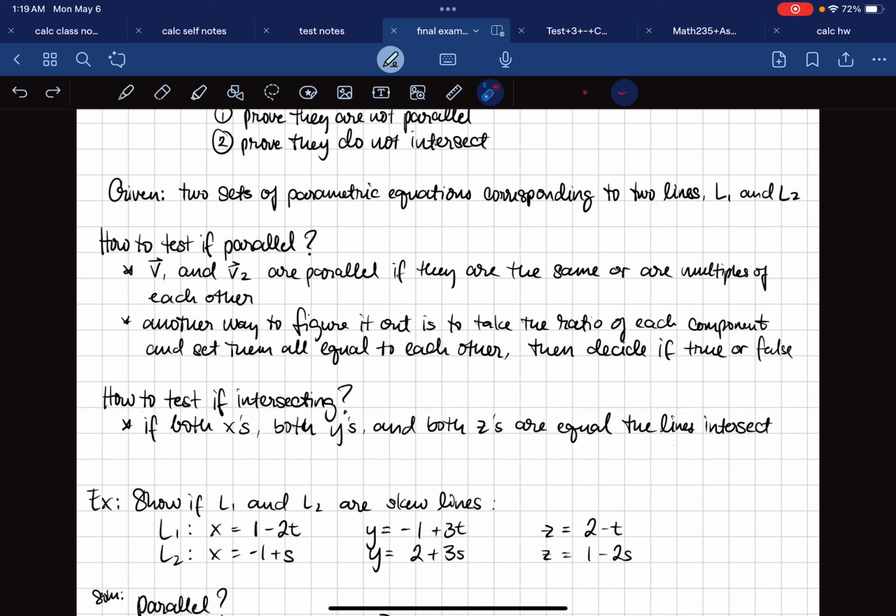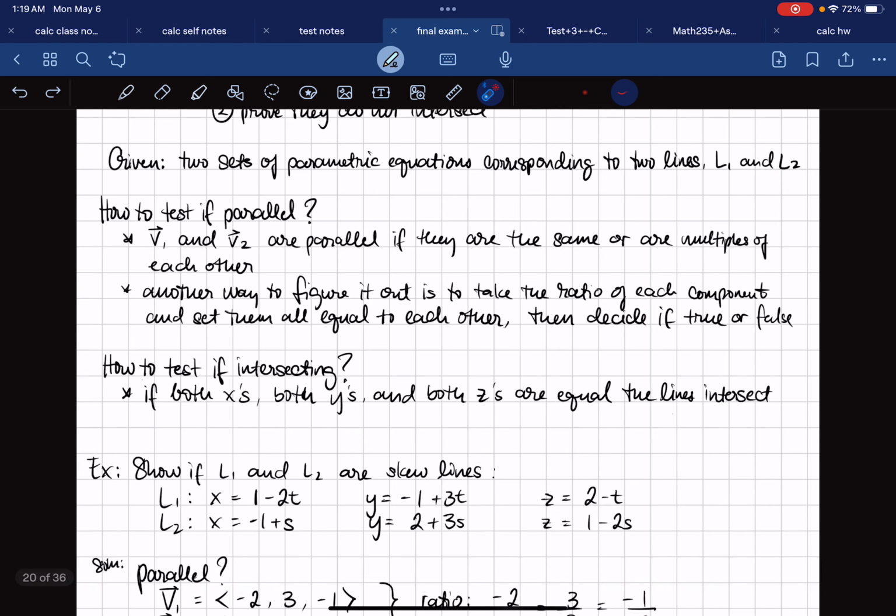So how do you test if the lines are parallel? Vector 1 and vector 2 are parallel if they are the same or are multiples of each other. Sometimes that's a little bit vague, and you can't really see it right away. Another easy way to figure it out is to take the ratio of each component: the ratio of both x's, both y's, and both z's, and see if they are equal to each other. If they are equal, then they are parallel. If they're not, then they're not.